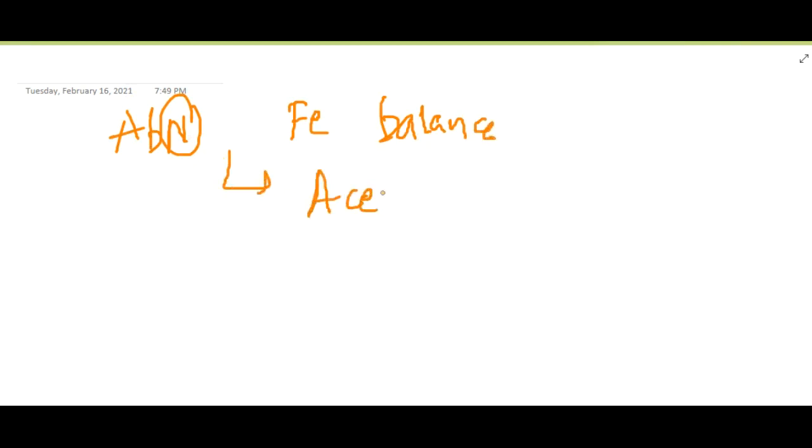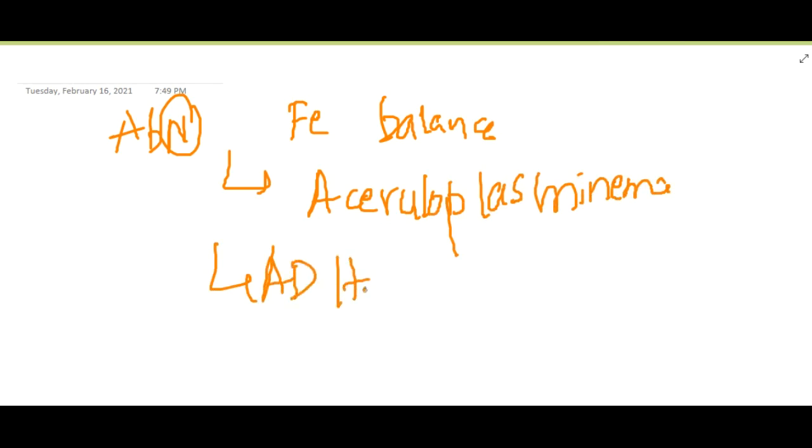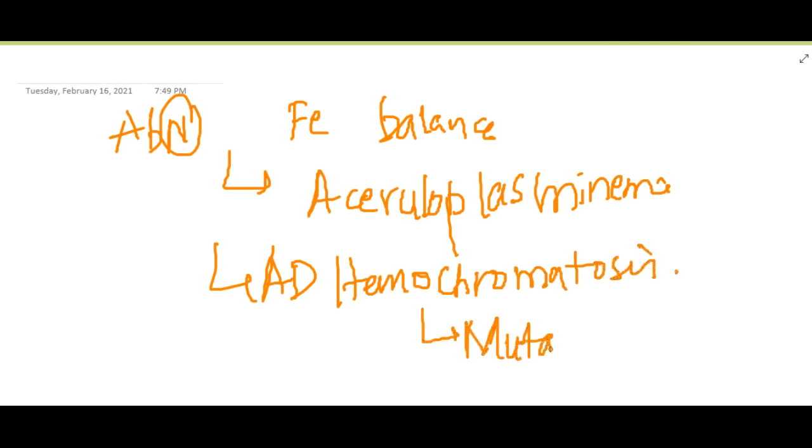Then it can also be due to abnormal iron balance. This abnormal iron balance can occur in aceruloplasminemia, because ceruloplasmin is also a transporter of iron, and it can be due to autosomal dominant hemochromatosis. This autosomal dominant hemochromatosis can occur due to a mutation in ferroportin.